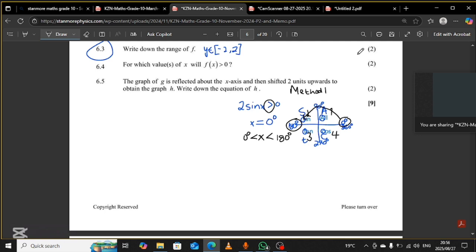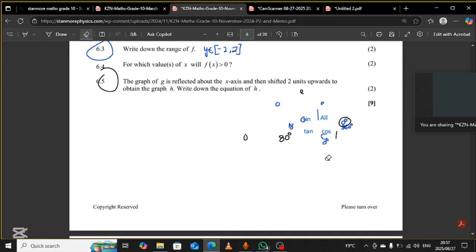Okay. So now let's look at question 6.5. Can you read the question? The graph of G is reflected about the x-axis and then shifted 2 units upwards to obtain the graph H. Write down the equation of H. It's not K, it's H. Oh, it's H. Yeah.